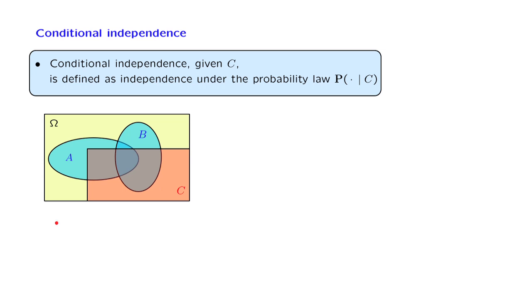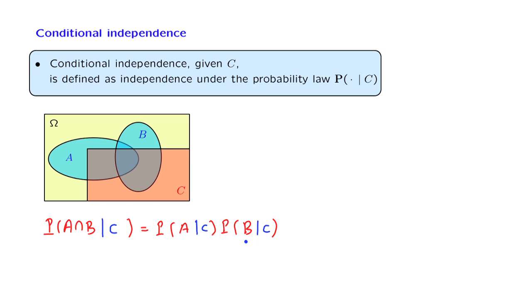To be more precise, remember that independence is defined in terms of this relation, that the probability of two events happening is the product of the probabilities that one of them is happening times the probability that the other one is happening. This is the definition of independence in the original unconditional model. Now, in the conditional model, we just use the same relation, but with conditional probabilities instead of ordinary probabilities. So this is the definition of conditional independence.